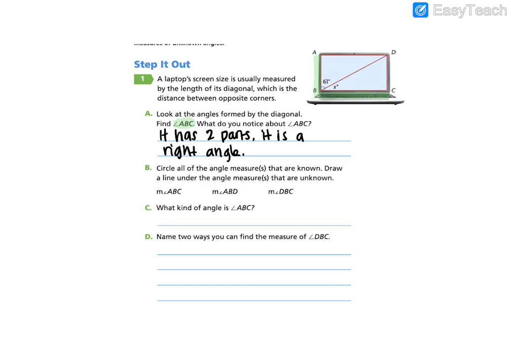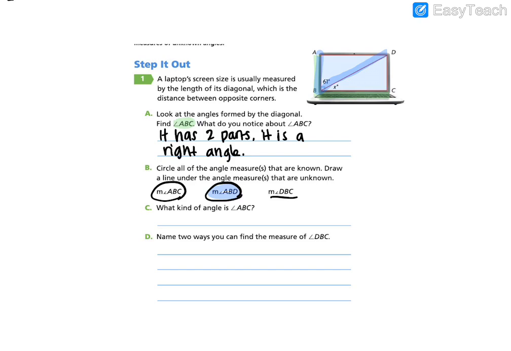All right, we need to circle all the angle measures that are known. We have measure of angle ABC. Well, do we know that? We do, right? We already noticed it was a right angle. We know how much a right angle measures. Then we have angle ABD. Well, that has a given measure, right? Angle ABD says it's 61 degrees. And then we have angle DBC. Right now it's given us that as X degrees. So do we know the measure? We don't. So we're going to put a line under the one we don't know.